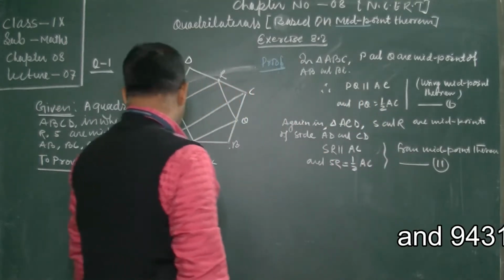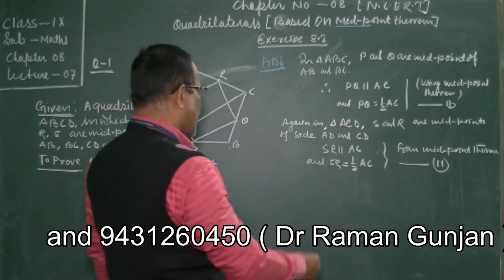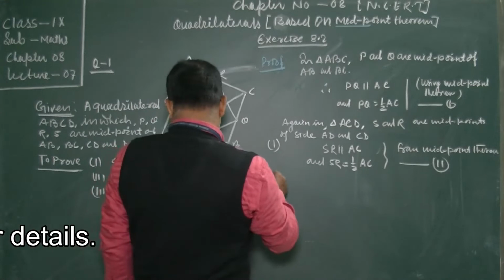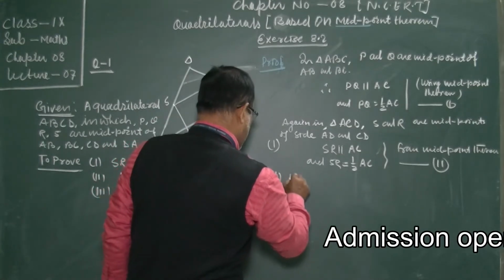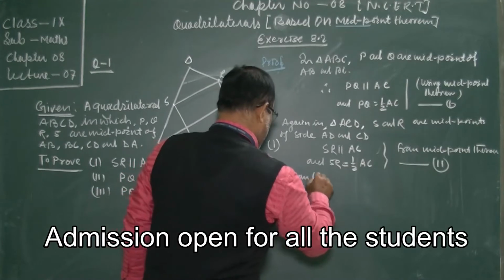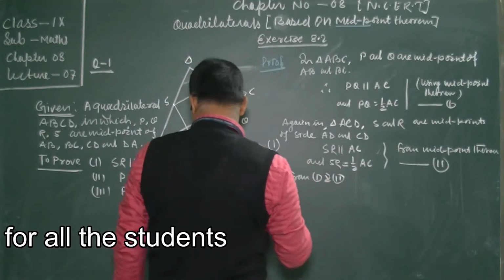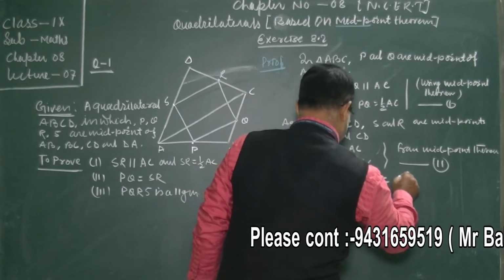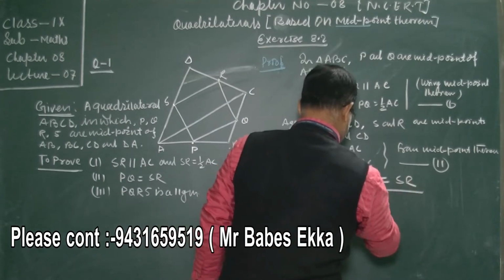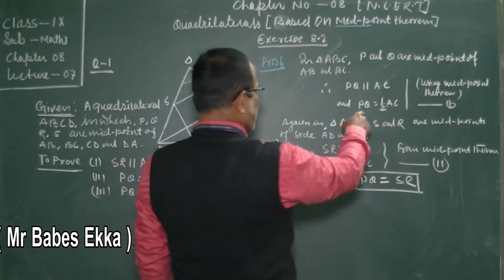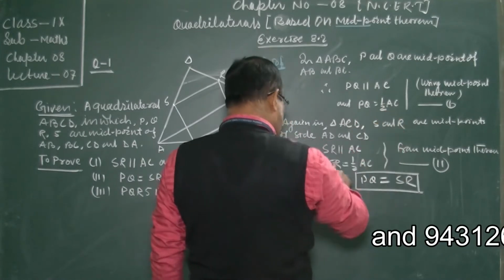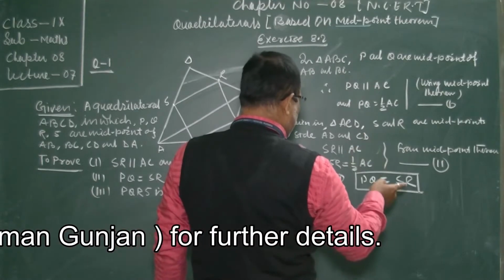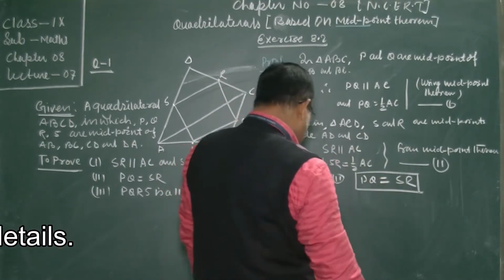Second, from 1 and 2, first we have proved SR parallel to AC. From first and second, PQ equals SR. Here PQ is half of AC, and SR is half of AC, therefore LHS equals RHS.